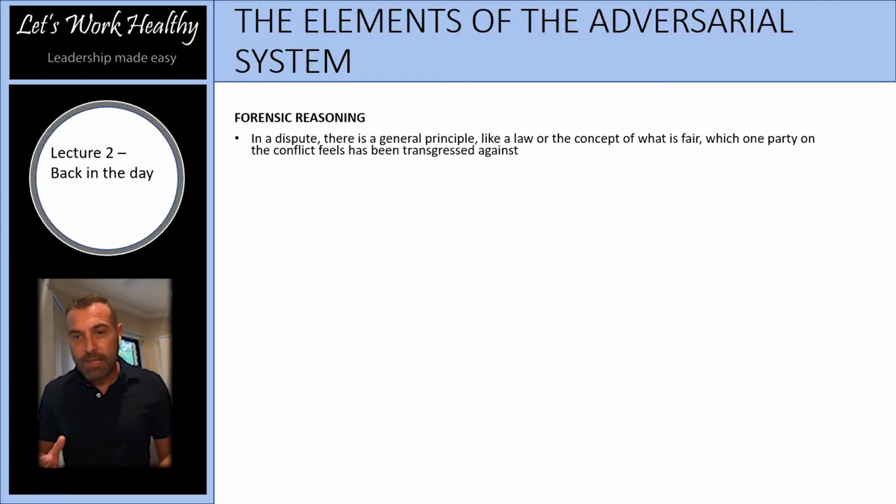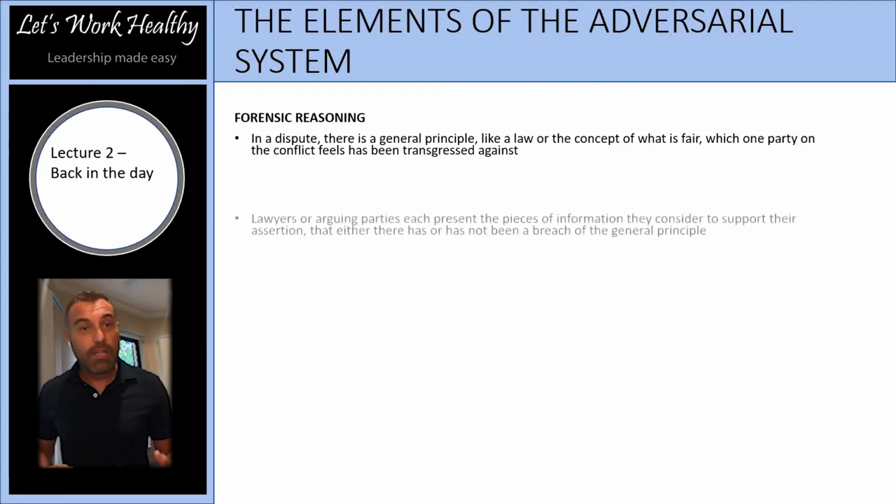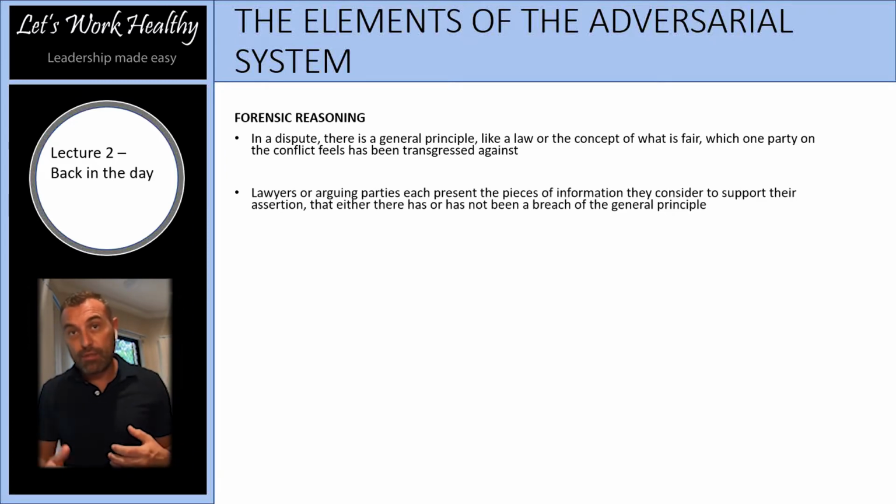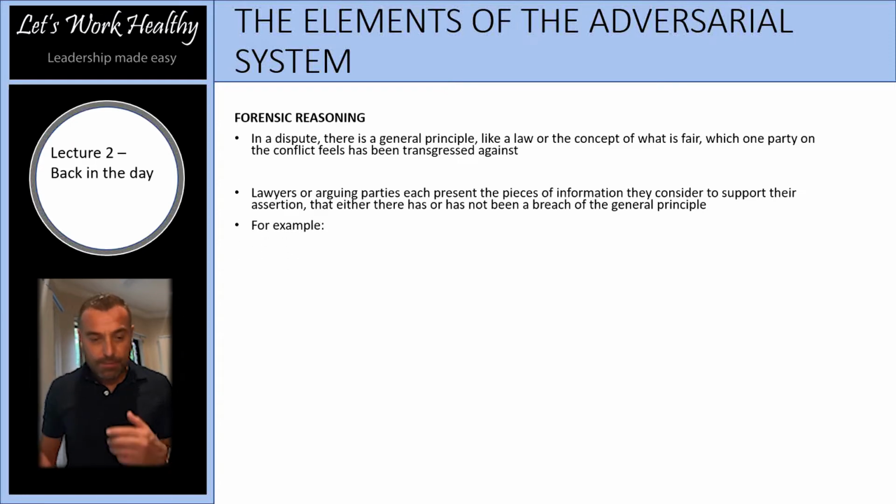And what happens is the process of forensic reasoning takes place. So in the case of a court of law, two lawyers will face each other across a court, and they'll put their facts in front of the jury. One side's facts will prove that the general principle has been breached or transgressed against, and the other side will defend and say, no, that hasn't happened, that's not the case. So they're trying to show that there either has or hasn't been a breach of the general principle or law. So I'll give you an example.